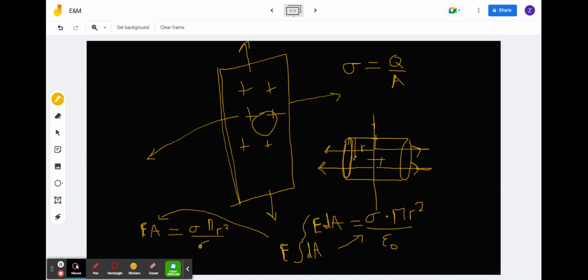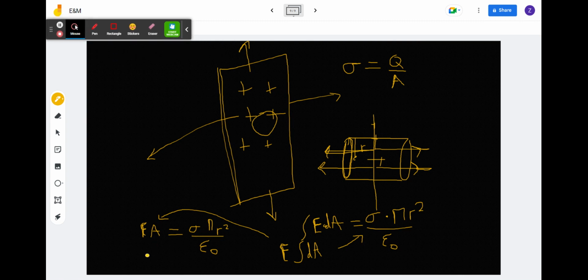sigma times pi r squared divided by epsilon naught. But our A is not just going to be pi r squared, because the electric field is coming from both ends, both caps of the cylinder, and it's going out of both. So what that means is it's actually going to be E times 2 times pi r squared. Which means if we solve for E, we get that E is equal to our charge density divided by 2 epsilon naught.